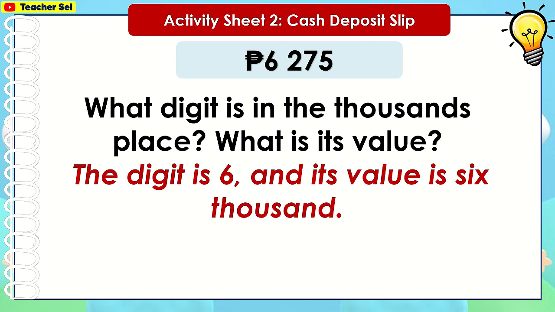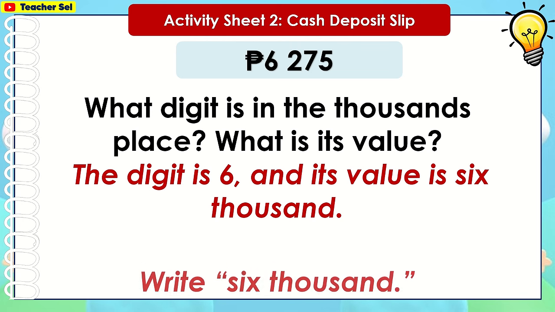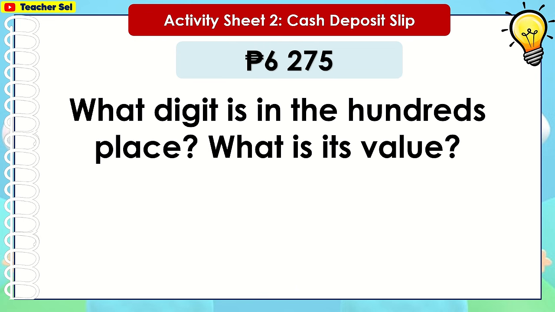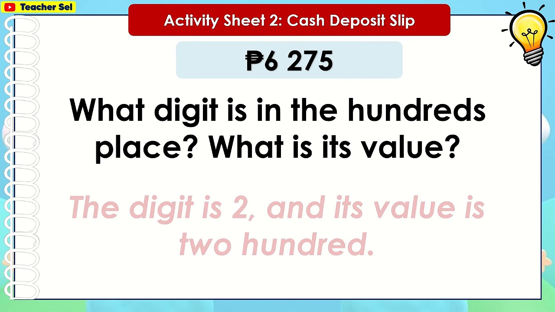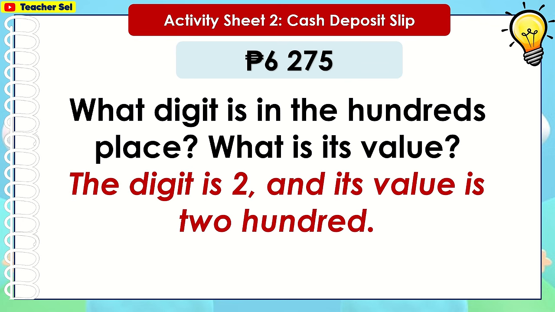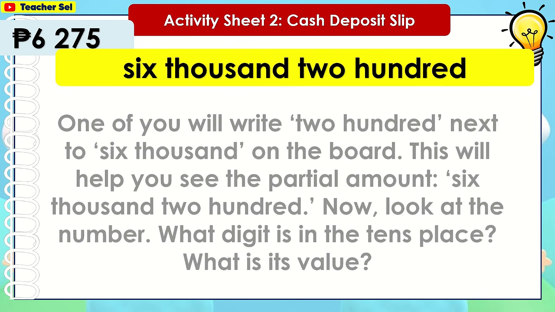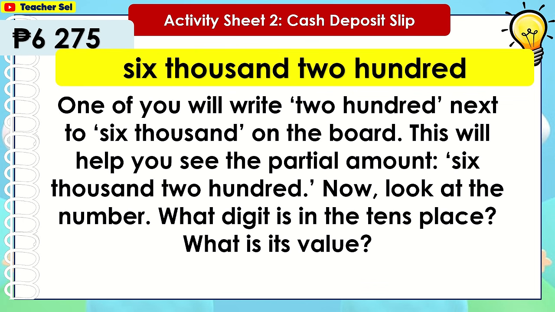What digit is in the thousands place? What is its value? The digit is 6 and its value is 6,000. Write 6,000. What digit is in the hundreds place? What is its value? The digit is 2 and its value is 200. One of you will write 200 next to 6,000 on the board. This will help you see the partial amount, 6,200.